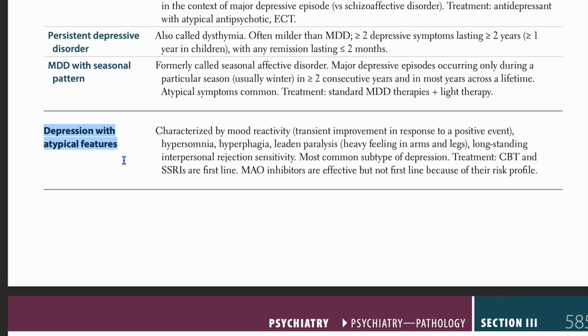Okay, so depression with atypical features. These are characterized by mood reactivity, transient improvement in response to a positive event, hypersomnia, hyperphagia, leaden paralysis, a heavy feeling in arms and legs. That's what it means. Also long-standing interpersonal rejection sensitivity. It's the most common subtype of depression, and treatment is CBT and SSRIs, which are first line. Then MAO inhibitors, right? MAO, it's like mow the lawn, so they're the ones with line in it, like selegiline and rasagiline or something like that. MAO inhibitors are effective but not first line because of their risk profile. Okay.